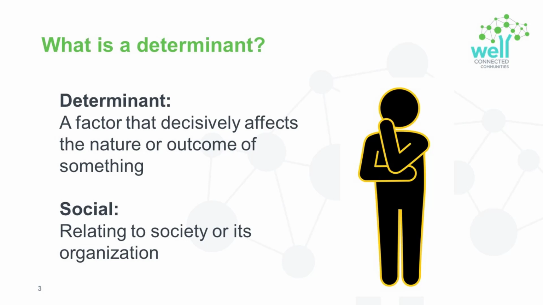It might also be helpful to define social. The dictionary definition of social is relating to society or its organization. Synonyms for the word social are community, collective, group, and public. So one way to describe a social determinant at a very basic level is a community or societal factor that affects the nature or outcome of something. In this case, that something is health.